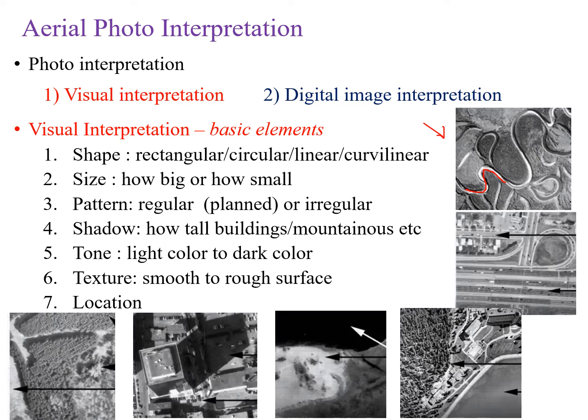Just like for example, there is a football ground. This is in rectangular form, but there are some sports stadiums which are in circular form, just like a cricket stadium. So it can be identified.